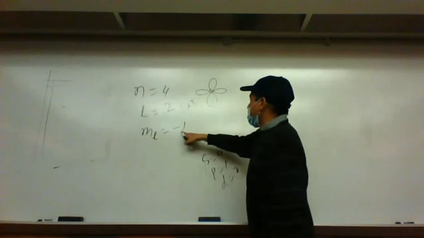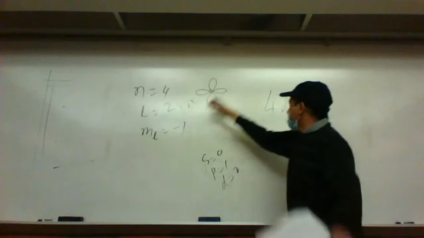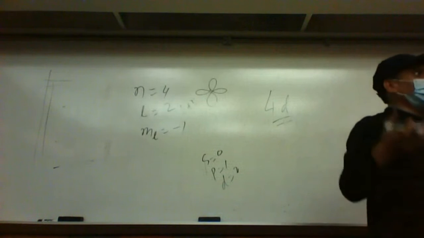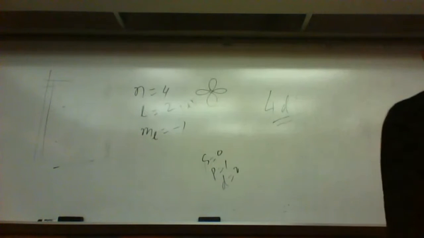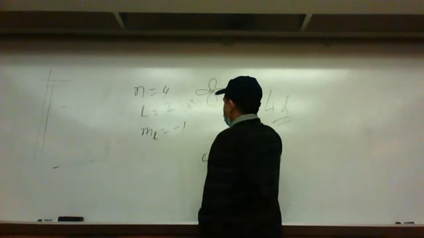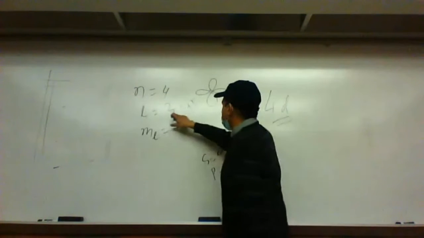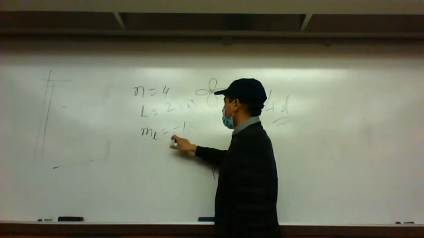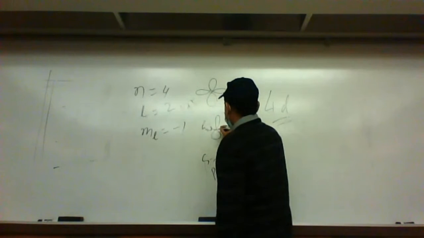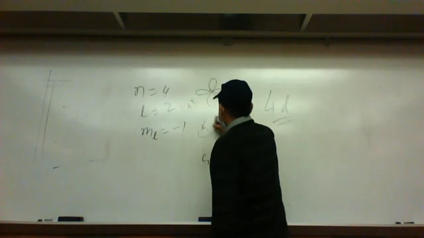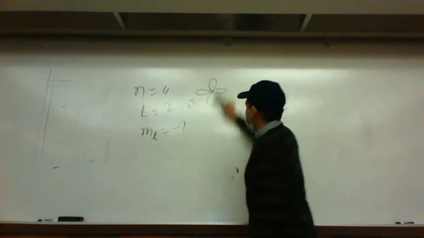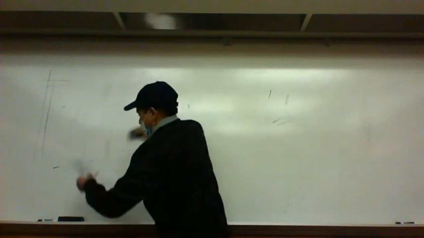So how many types of double dumbbell are there? There are 5 double dumbbells, so that could be anything. So I just write 4D. It can be 4dxy, 4dxz, 4dx square y square, 4dz square, whatever. Good. So this one is a 4, and then l equals 2 means D. I don't go further because there are 5 kinds, and I don't know which kind this one is. So D is enough.